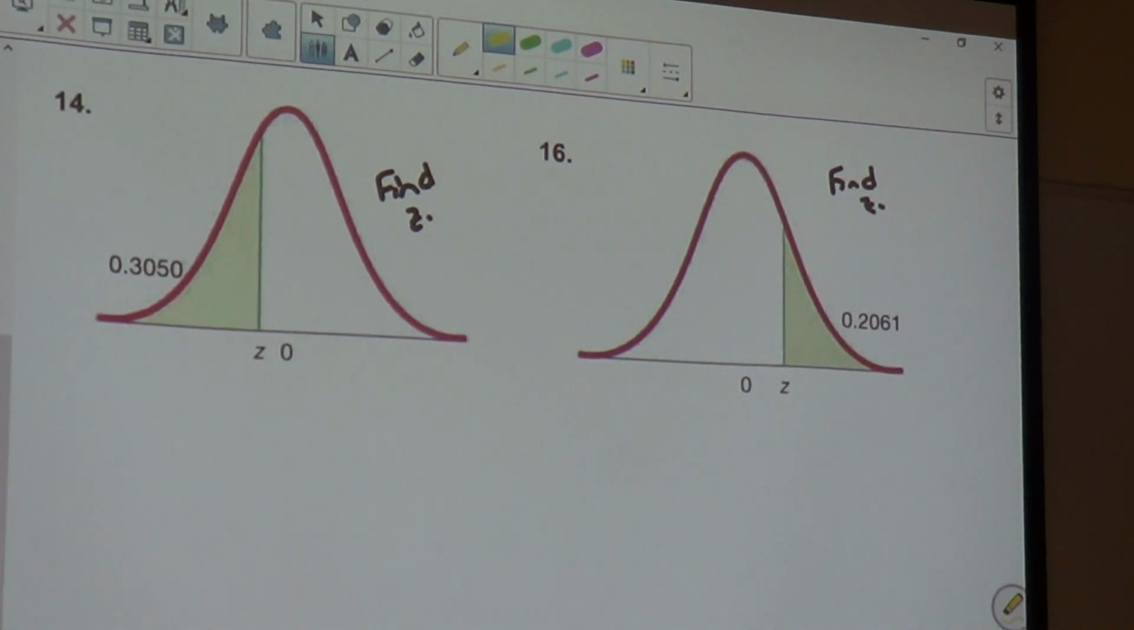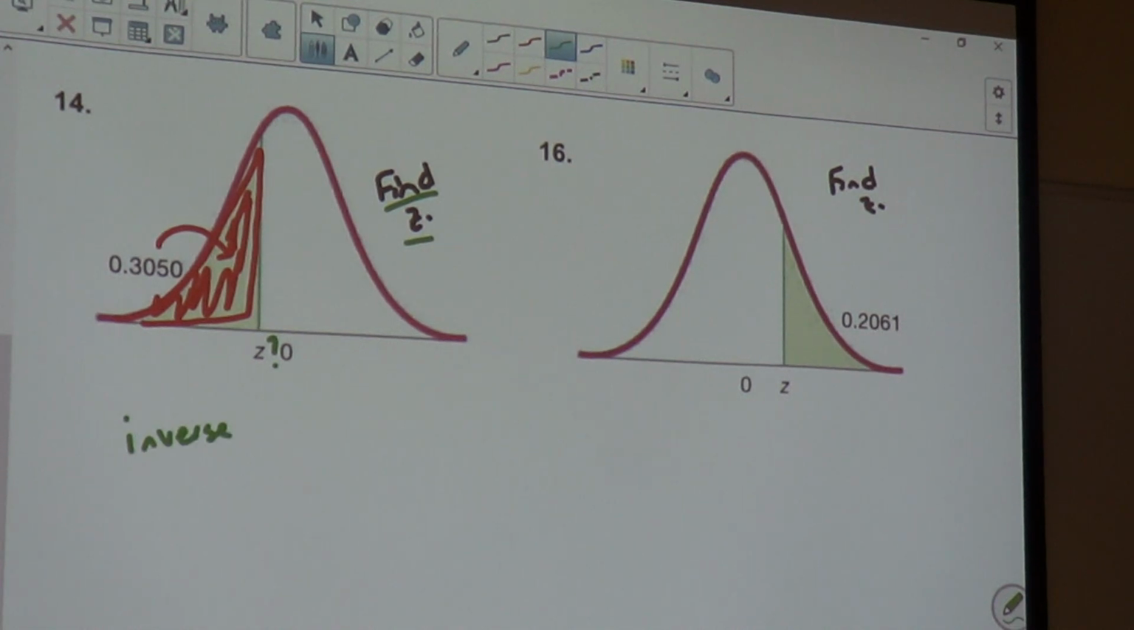It gives you the picture and tells you to find the z. So are we doing the normal CDF or the inverse CDF? This is this area right here. They're telling you the area, and they want you to find the z. This is what we don't know. So this is inverse. What would be listed first? Tell me the words in order: area, mean, standard deviation. So what would go first?